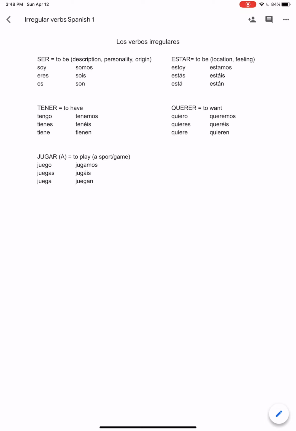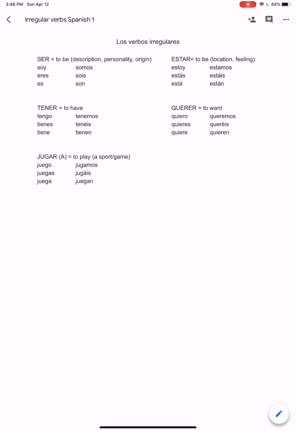For the verb querer, this means to want. The verb querer has a stem change in it where the E changes to an IE. So we end up with quiero, quieres, quiere, and then again in the nosotros and vosotros forms, that stem stays as its original form. So we have queremos and queréis. And finally, in the ellos, ellas, and ustedes form, it goes back to that new stem change and we get quieren.